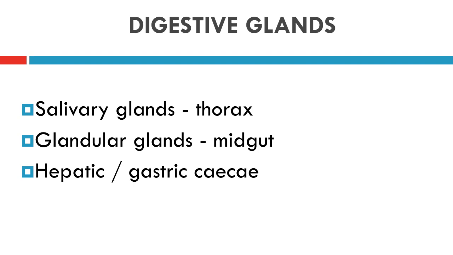Fine. And the next one is the glandular cells. These glandular cells are present in the midgut region, and the hepatic or gastric caeca are also present in the midgut region. Right. So these two are again secreting the digestive juices, and this is helping with the digestion of food substances. Is it clear?